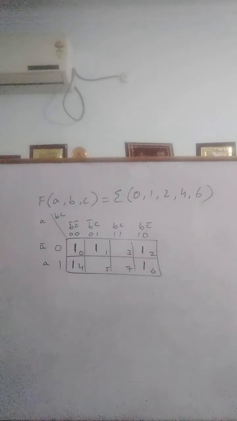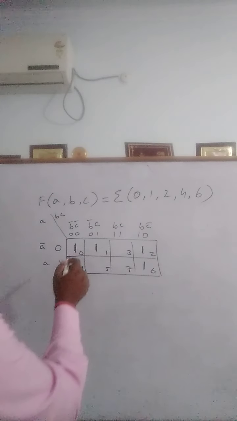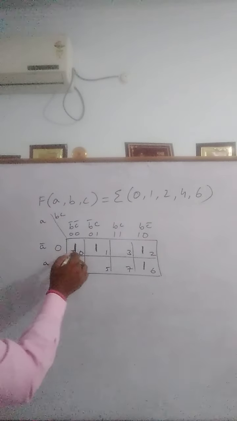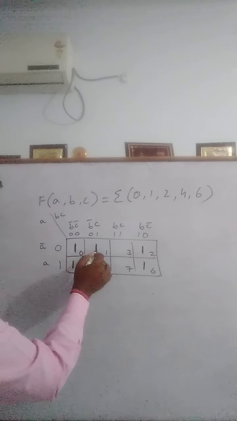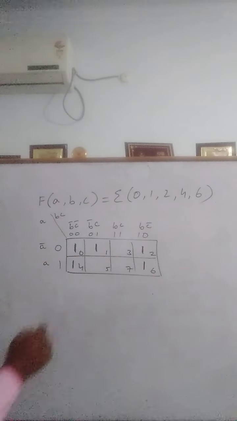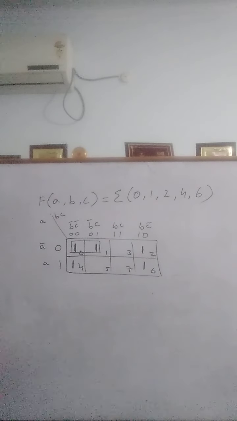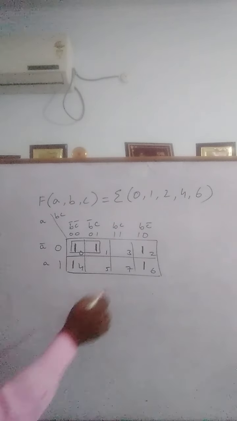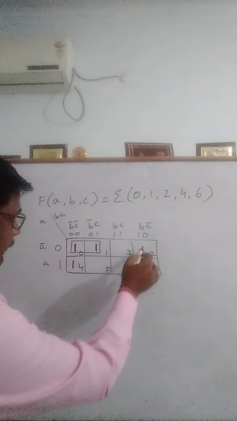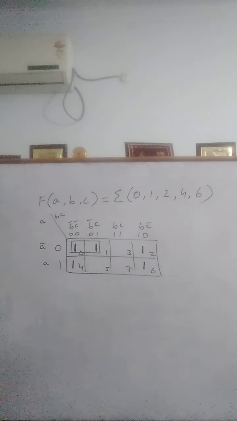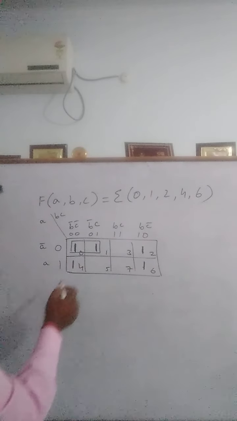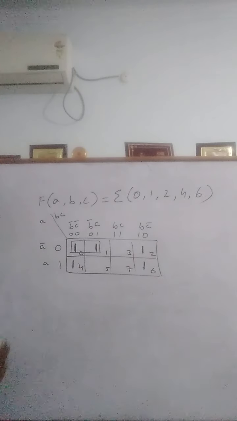Now we have to create a group. How to create a group? It's very easy. The first thing you see is two ones which are adjacent to each other. That means we can create a pair. You are seeing two ones over here. That means it can be paired. Now you are seeing this one is all alone and you can pair it.